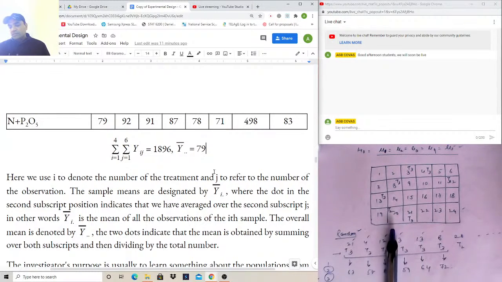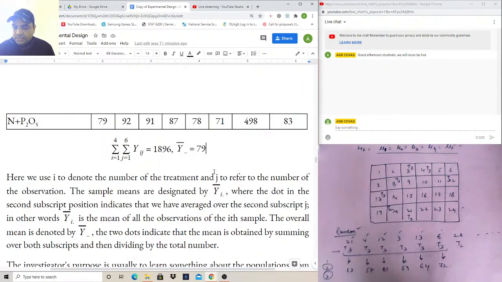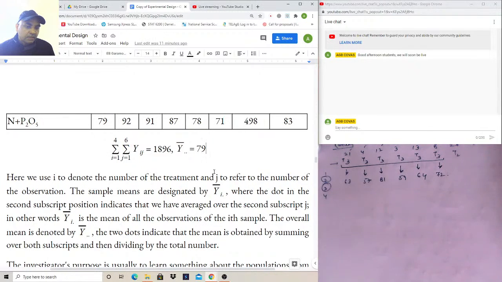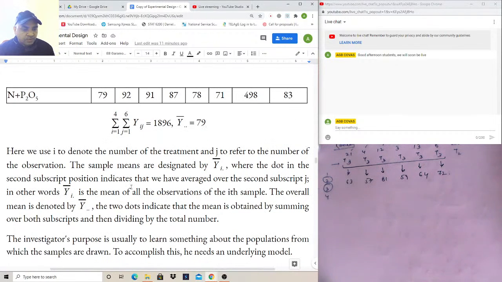Now we will try to understand this. Here we use I to denote the number of treatments and J to refer to the number of observations. The sample means are designated by y bar i dot, where the dot in the second subscript position indicates that we have averaged over the second subscript j. In other words, y bar i dot is the mean of all the observations in the ith sample.